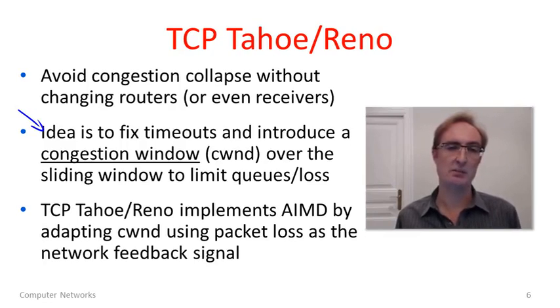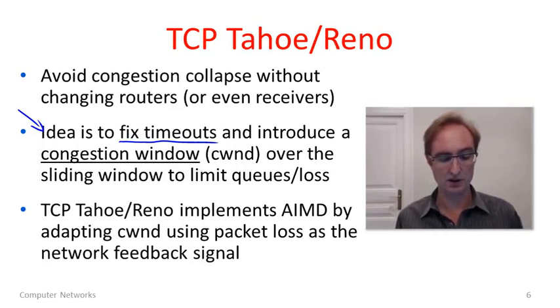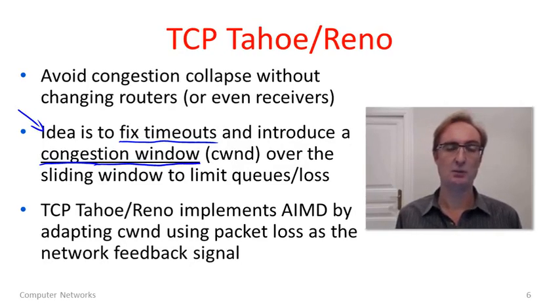And the idea which he came up with to be able to do this did a couple of things. One of the things it did was it fixed the timeouts. And we've looked earlier at the adaptive timeout that took into account the mean and the variance. But in addition to this, the real key innovation that Van Jacobson introduced was the notion of a congestion window on top of the sliding window.